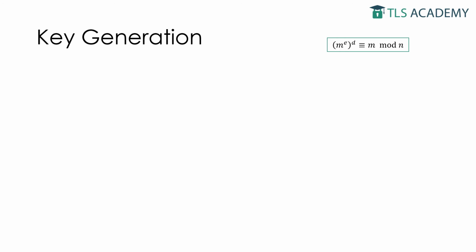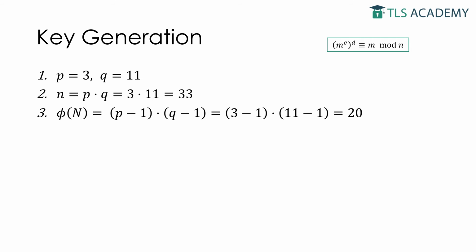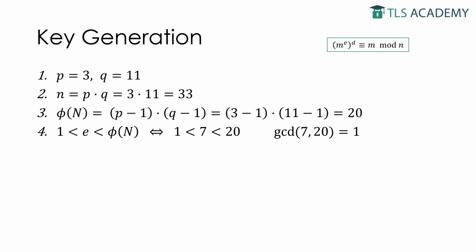Let's look at an example. For distinct prime numbers, we'll take 3 and 11. Now, n is the multiplication of these two factors. 3 times 11 equals 33. In the next step, we compute the Euler totient function by taking 3 minus 1 times 11 minus 1, which is 2 times 10 and equals 20. We then find an integer that is larger than 1, smaller than 20, and co-prime to 20. 7 is the smallest possible number for which this relation holds.